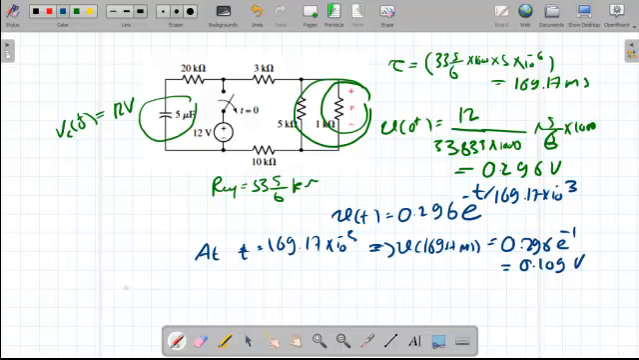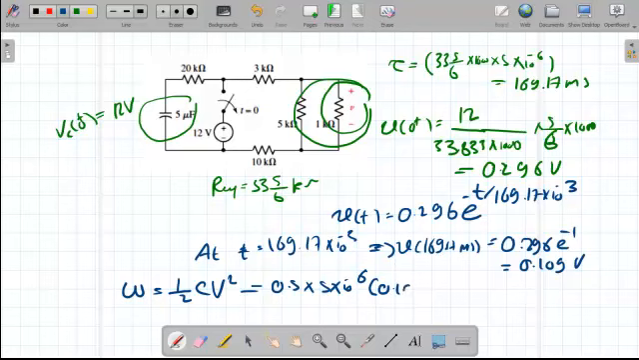The energy stored in the capacitor will equal half C V squared. So at that time, 0.5 times the capacitor, 5 times 10 to the minus 6, then the voltage 0.109 squared. So the stored energy will equal 29.55 nanojoule.